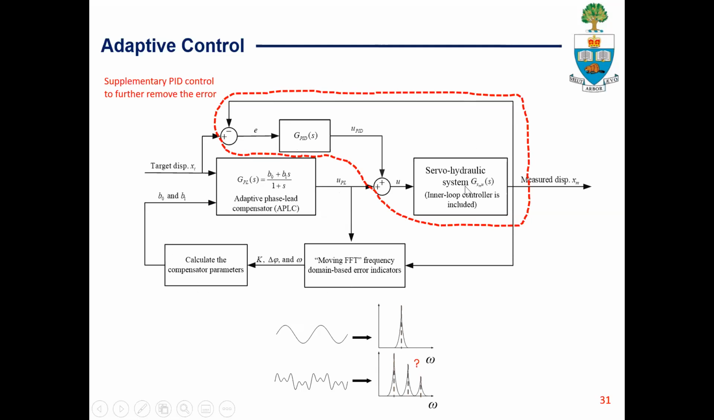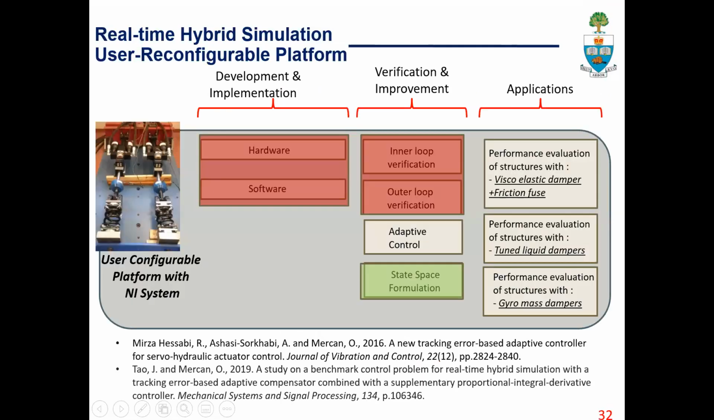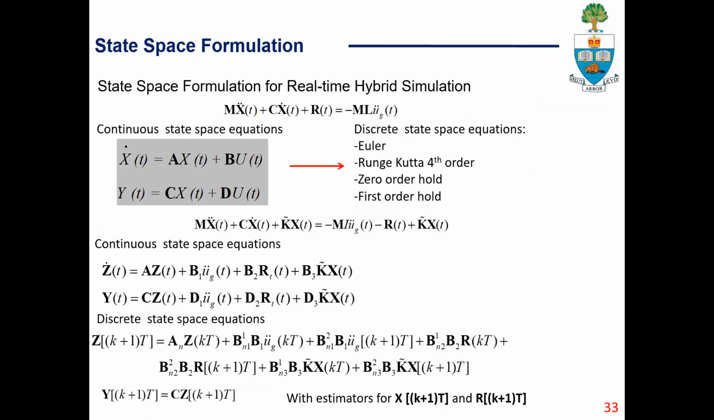And this additional supplementary PID loop further removes that error. So the original version of the adaptive controller can be found in this paper, and the improved version, where we have the supplementary PID, can be found in the second paper. We have also introduced a new state space formulation for the outer loop algorithm.